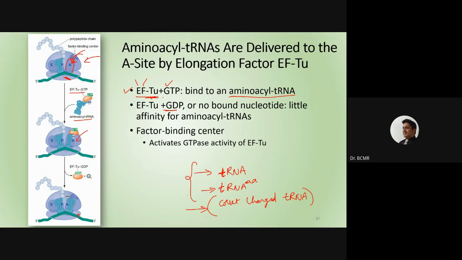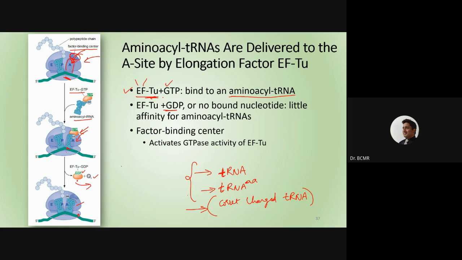Once it is bound there, there is one site that is called the factor binding center. EF-Tu fits into that center here like this. And when everything is fine, with interactions between codon, anticodon, and many other things, the factor binding site will stimulate the GTPase activity of EF-Tu. GTP is hydrolyzed to GDP and Pi, inorganic phosphate. And now EF-Tu does not have any affinity to the tRNA, so it dissociates and moves out. Okay, so that is about EF-Tu.